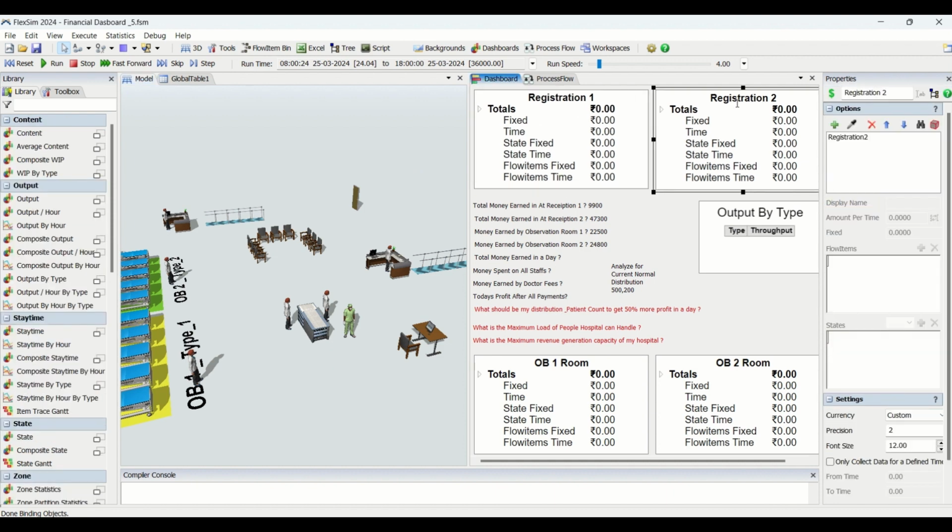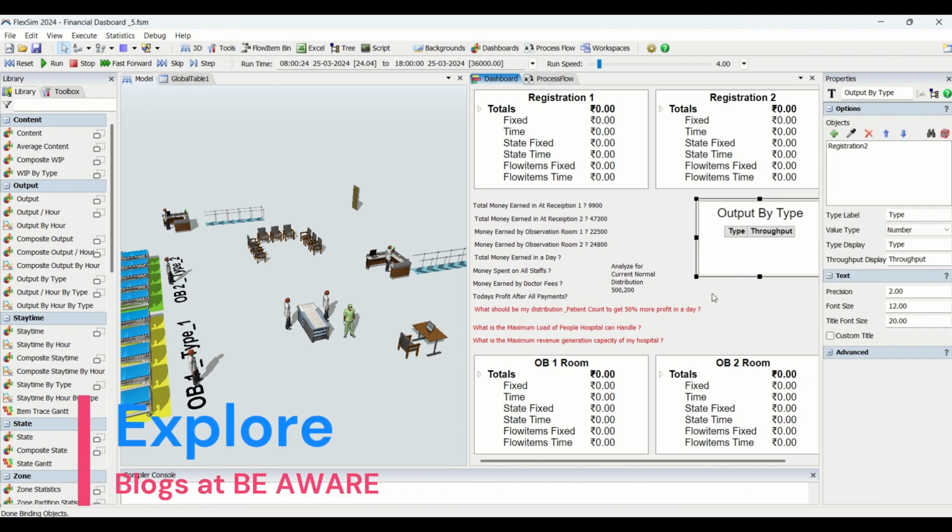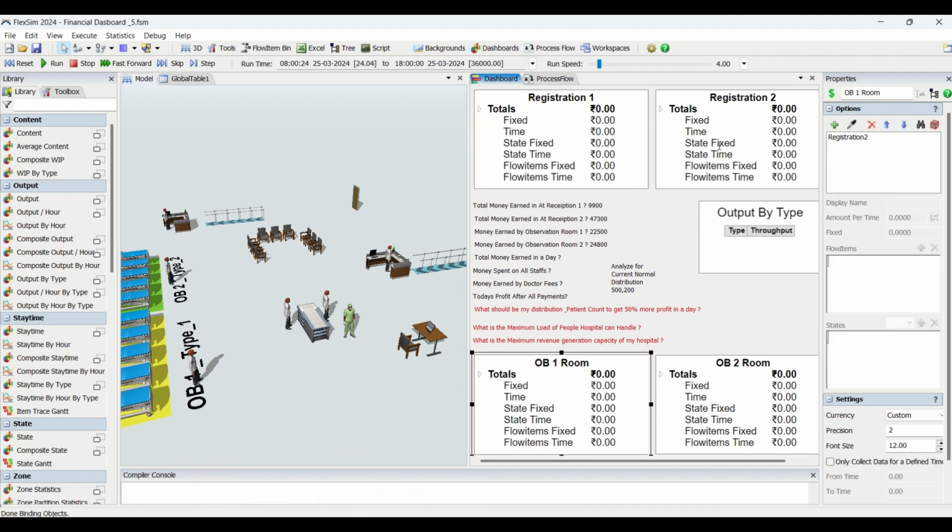So if you could look at, we already have these two graphs, registration 1 and registration 2, where we are getting the total money earned, but in a separate way, where registration 1 data comes in here and registration 2 data comes in here. So now let us bring them into one.